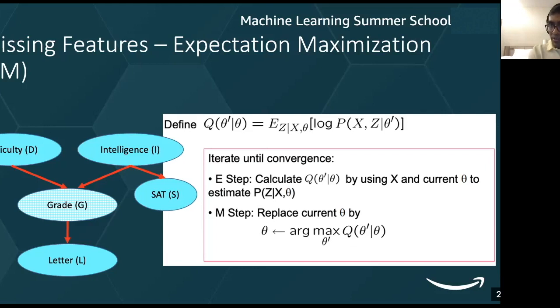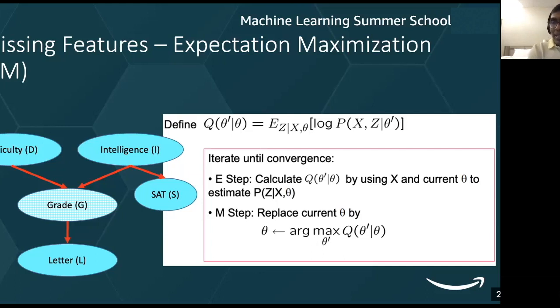So once we have this distribution, we compute a weighted likelihood, or the expectation, of the probability of x comma z given theta dash, under the distribution of z given x comma theta, and then re-estimate a theta dash that maximizes this particular likelihood, right? So this process is continued in an iterative fashion until convergence.